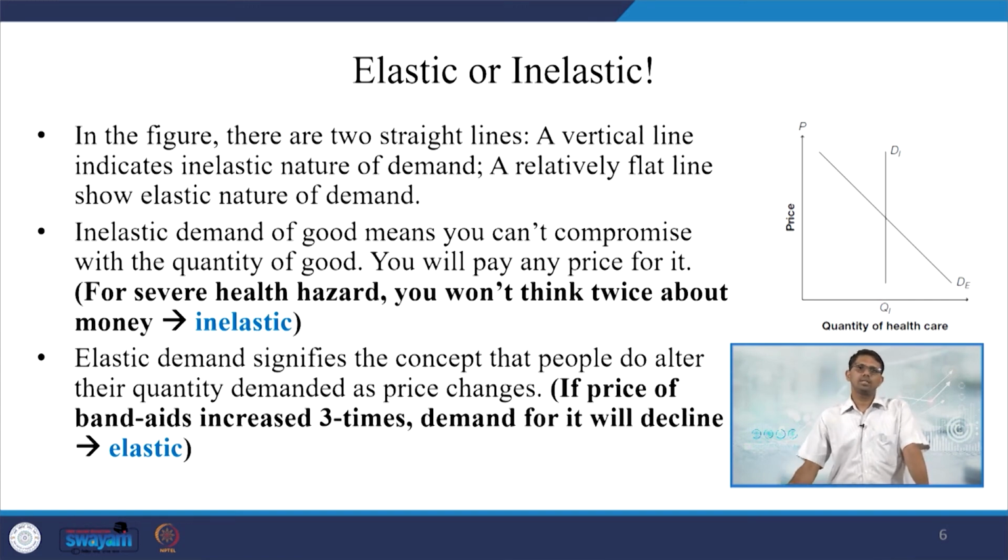Whereas, elastic demand signifies the concept that people do alter their quantity demanded subject to the change in the price. If the price of a Band-Aid, for example, another healthcare product in this case, this is small, might be a small injury, or might require only Band-Aids that will solve your injury. That demand is of course different. When the price increases multifold, your demand will drastically fall. Therefore, that is considered to be elastic, because the responsiveness in terms of quantity is very huge as compared to price.